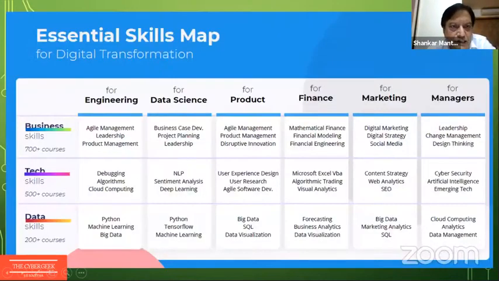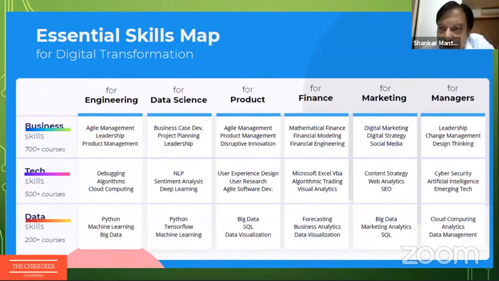Now, this is an essential skills map that I have done for every vertical, like engineering or data science or product or finance, marketing, managers. There are three things that are required. For example, business skills, tech skills, and data skills. These are a must in whichever job, in whichever vertical you go.